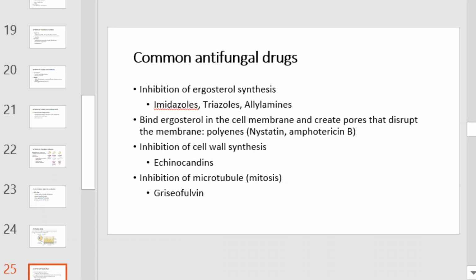Here's a list of some common antifungal drugs. The inhibition of ergosterol synthesis is done by imidazoles. Binding ergosterol in the cell membrane and creating pores that disrupt the cell membrane is done using polyenes.